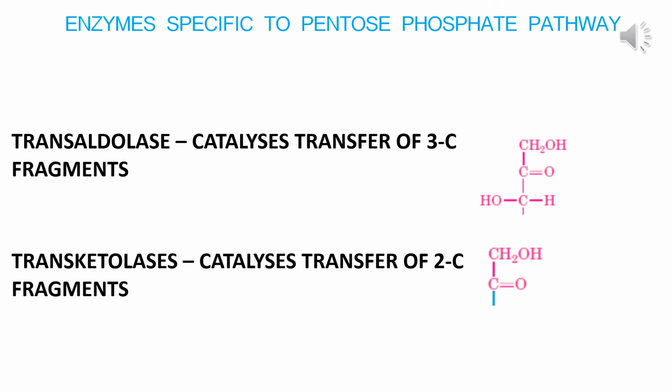Two enzymes are particularly taking part in the pentose phosphate pathway. They are trans-aldolases and trans-ketolases. They are not taking part in any other pathway. What are these trans-aldolases? They are enzymes which transfer 3 carbon fragments. You look here, CH2OH, CO and CHOH. This is a 3 carbon fragment. Whenever a 3 carbon fragment is transferred by an enzyme, it is called trans-aldolysis. While trans-ketolases are enzymes which catalyze the transfer of 2 carbon fragments.